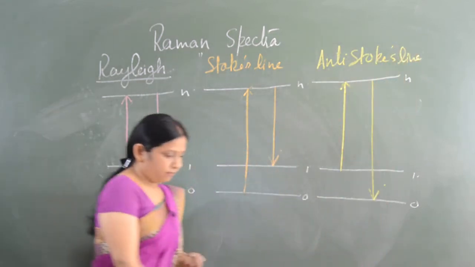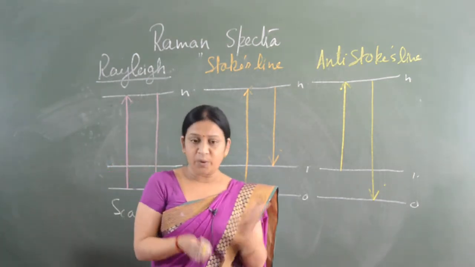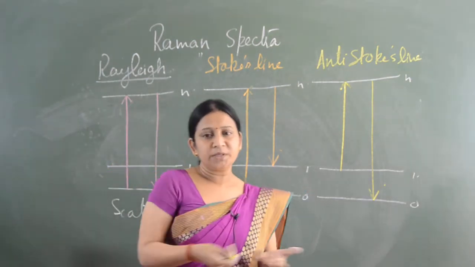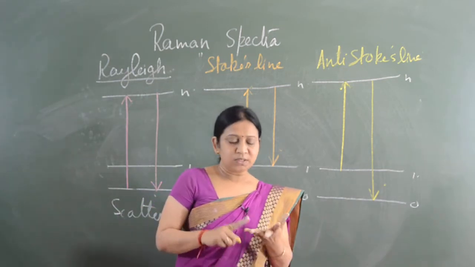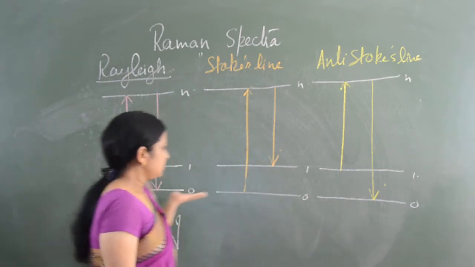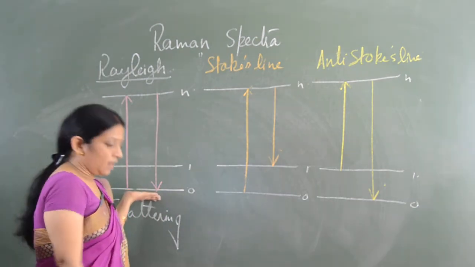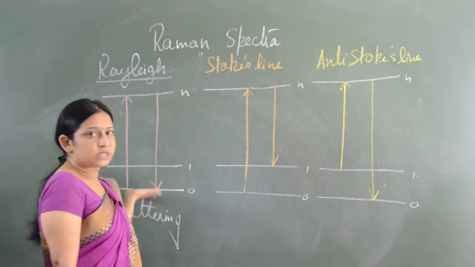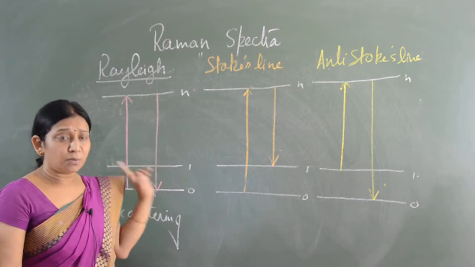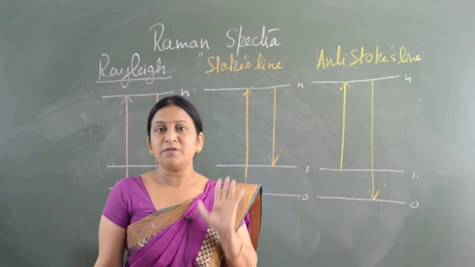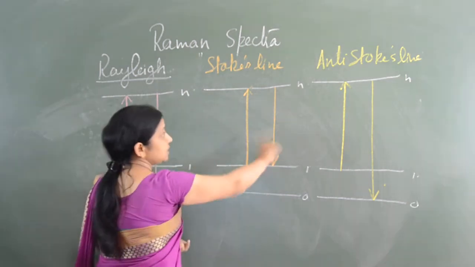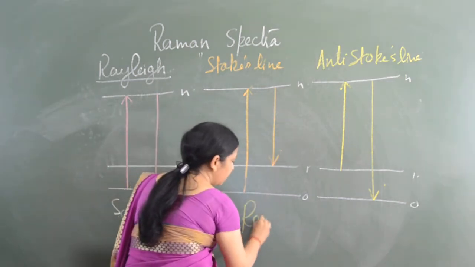So these are the effects when a photon of some frequency falls on a molecule. We have two conditions, elastic and inelastic. This represents the elastic condition and it is known as Rayleigh scattering. This is not Raman scattering. Now the inelastic condition is considered as Raman scattering. So both of these come under Raman scattering.